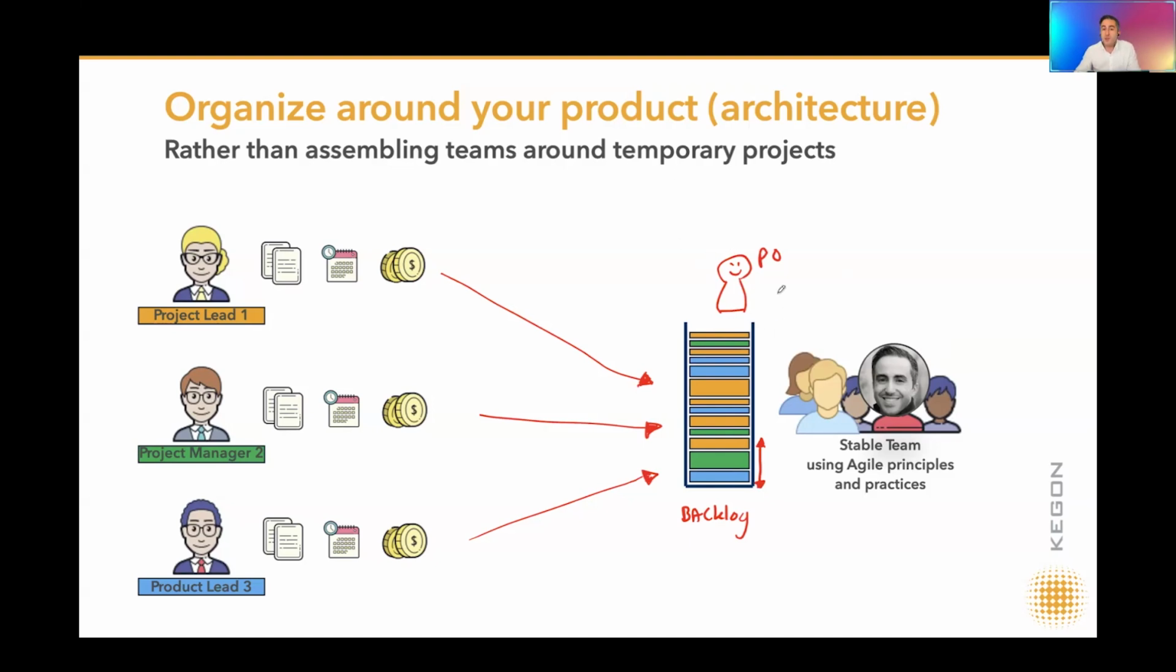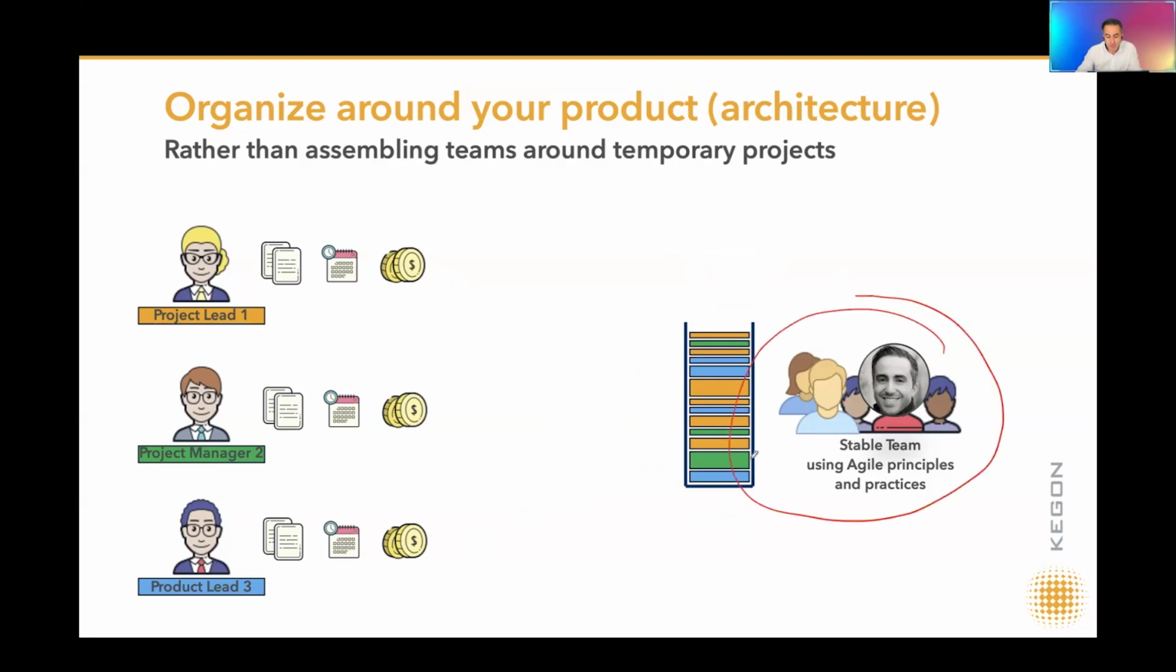But right now we're bundling that activity around the capacity that we have. And in our case, we're doing that around the stable teams that we design. The question that then follows is, how do we do that? How do we create those stable teams?